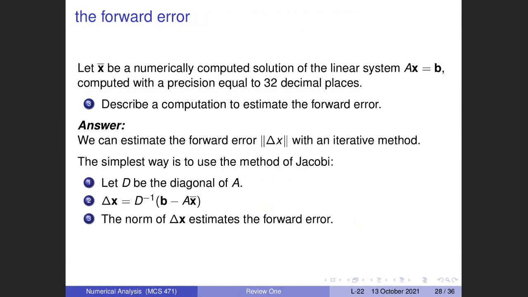And then how can you improve, how can you estimate the forward error? Well, this is where iterative methods come in nicely. We can use the method of Jacobi. We are then essentially taking the residual vector again, but scaling it, dividing all its components by the elements on the diagonal. So here is the computation. This is if you would be using the forward error, and if you would be using the method of Jacobi.